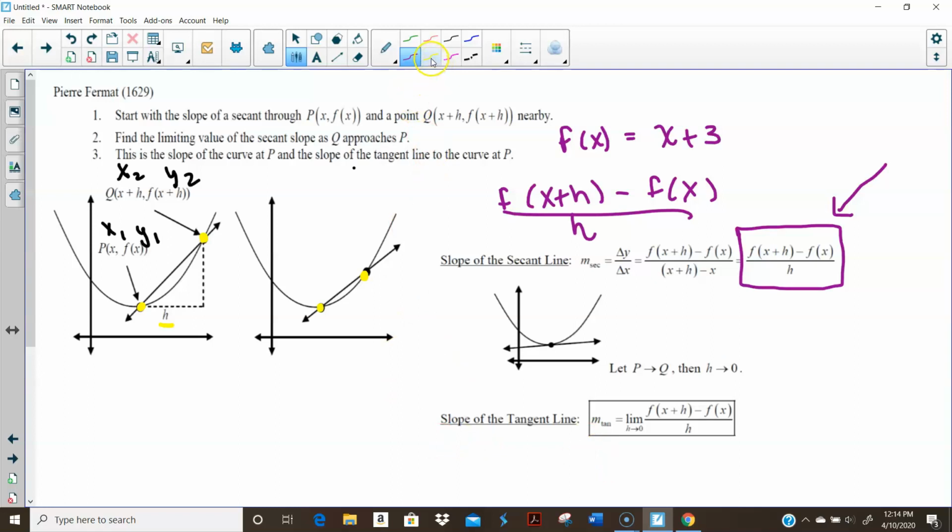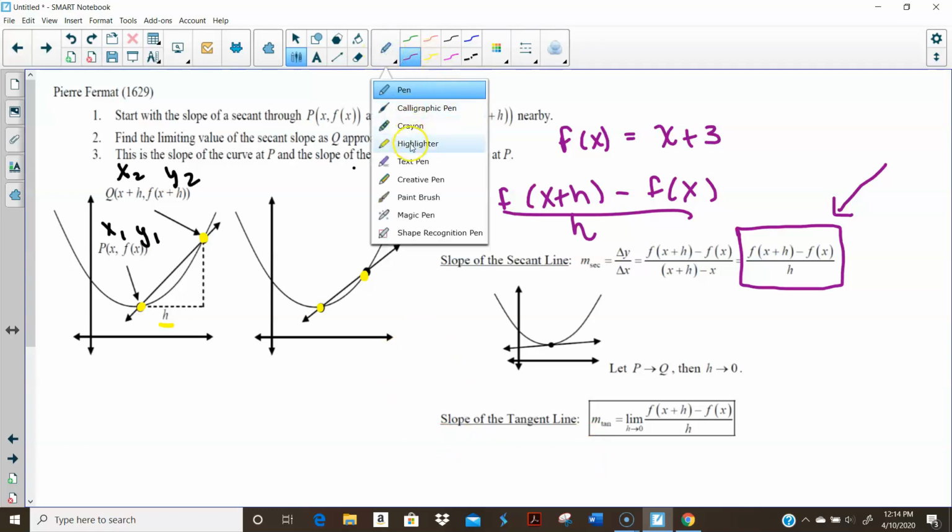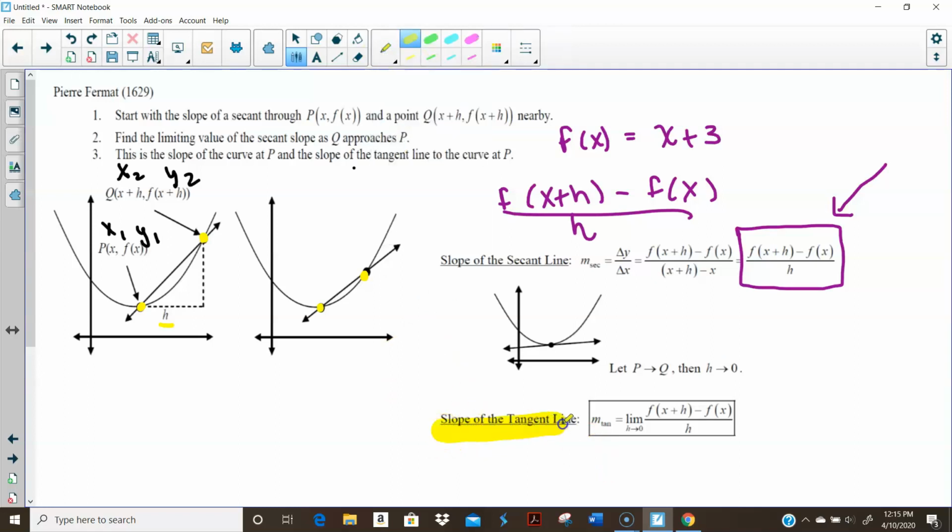So the slope of the tangent line, and the reason I can say the slope of the tangent line and the slope of the secant line are the same is because the distance between those 2 points has approached 0. So I will write the slope of the tangent line as a limit. It's the limit as h approaches 0, that's the distance between the 2 points, of f of x plus h minus f of x over h.